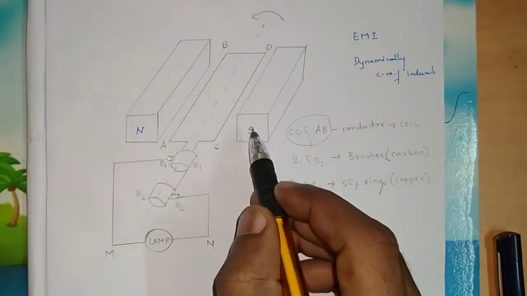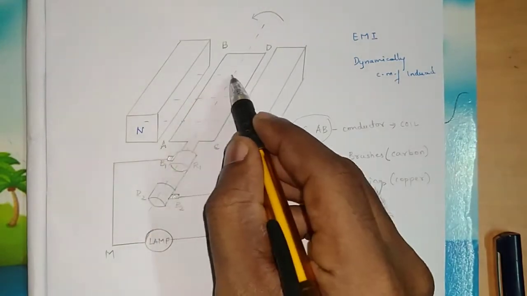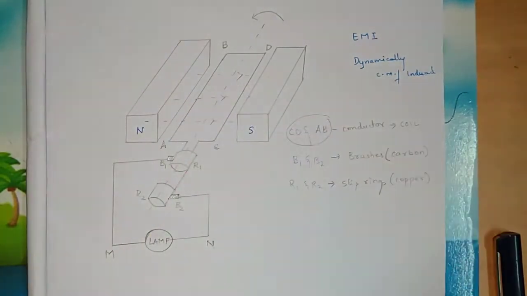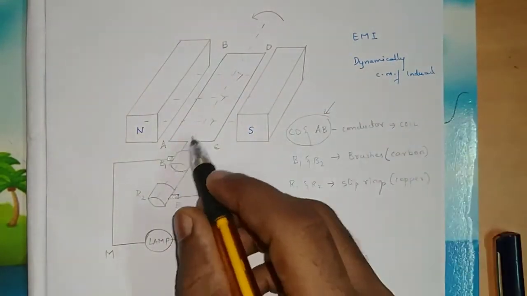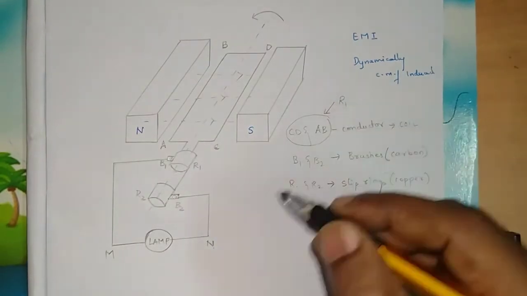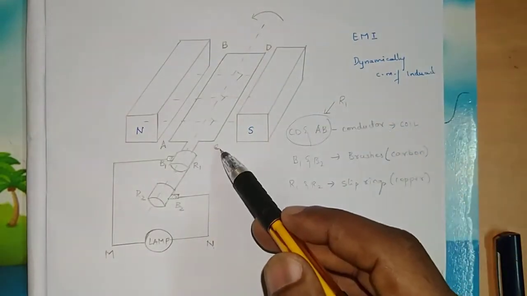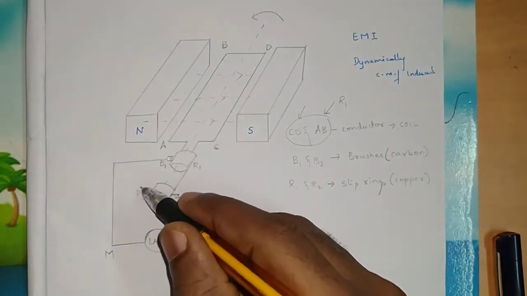From north to south, you know that magnetic lines of force will be there from north to south. So that is what I'm going to represent. And one more thing is, your conductor A and B is connected to slip ring R1. Your conductor D and C is connected to slip ring R2.